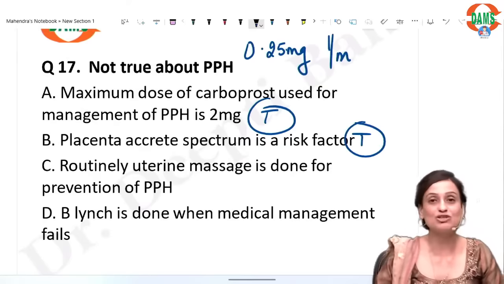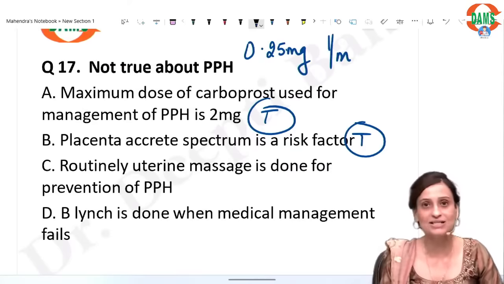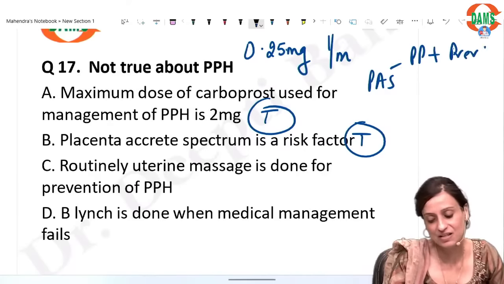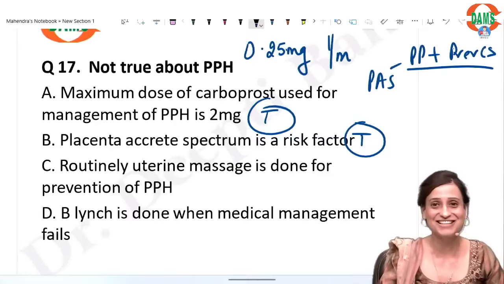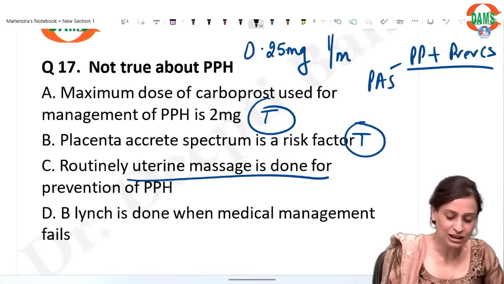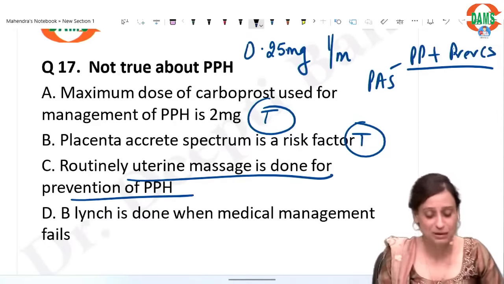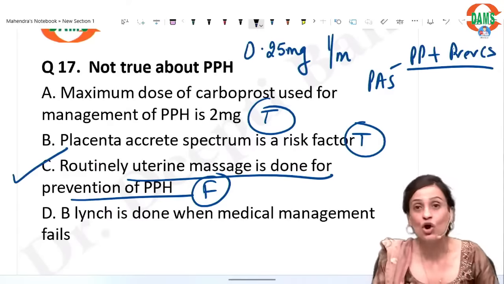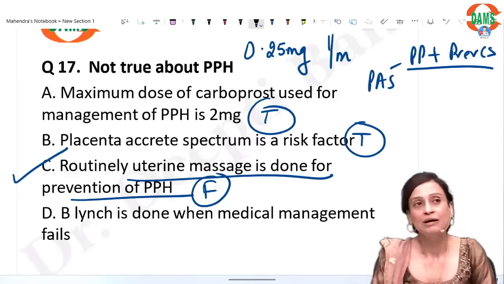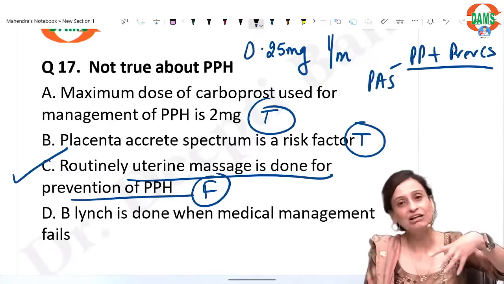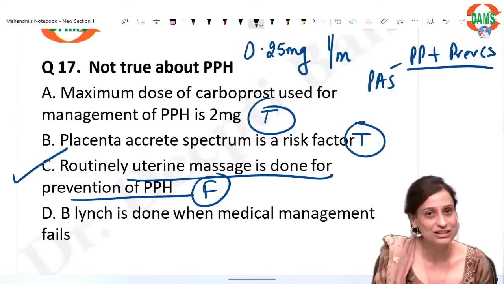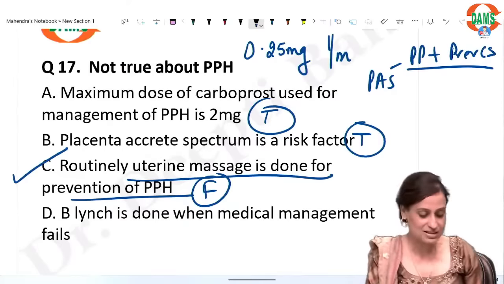Placenta accreta spectrum is a risk factor. Absolutely true. PASS is a risk factor. And remember, placenta previa and previous cesarean are risk factors for PASS in turn. Routine uterine massage is done for prevention of PPH. This is false and this is the answer. Routine massage is not recommended in AMTSL. It is only feeling for the tone of the uterus intermittently, which is a component of AMTSL. Massage is routinely done for treatment of PPH. So remember this and don't do it wrong.